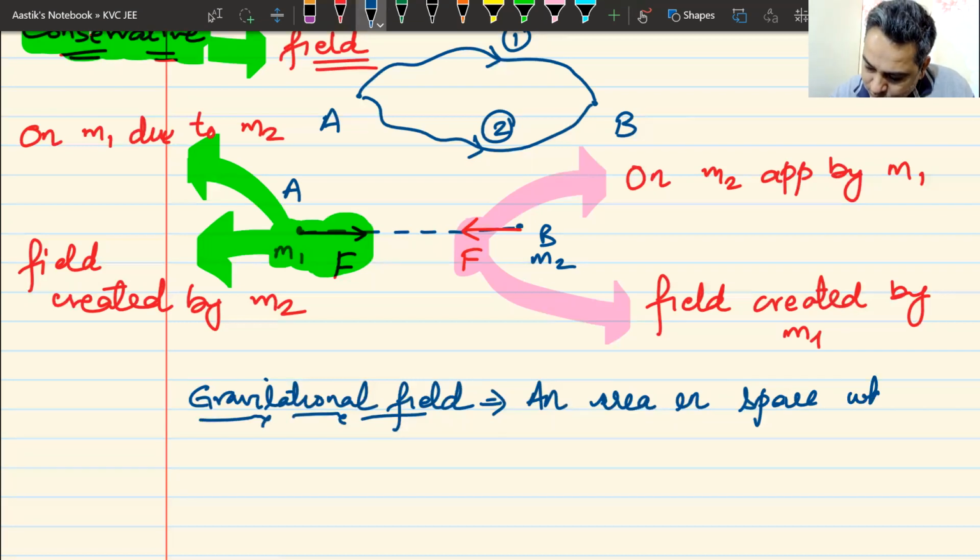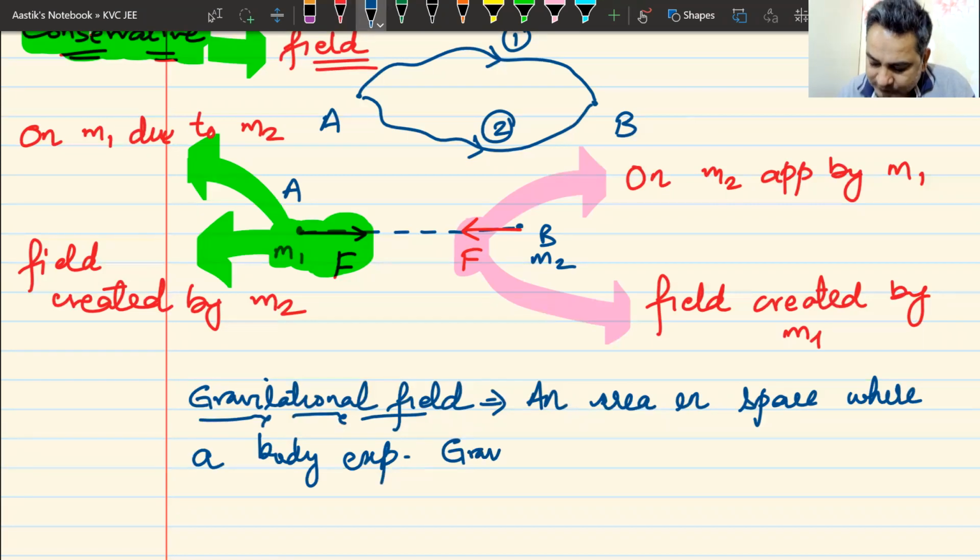where a body experiences gravitational force. So whenever something that has mass is experiencing gravitational force, well, voila, we have found a gravitational field.